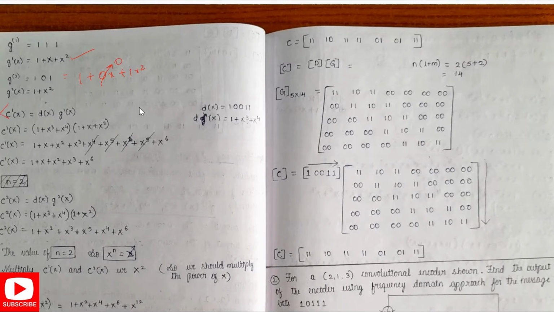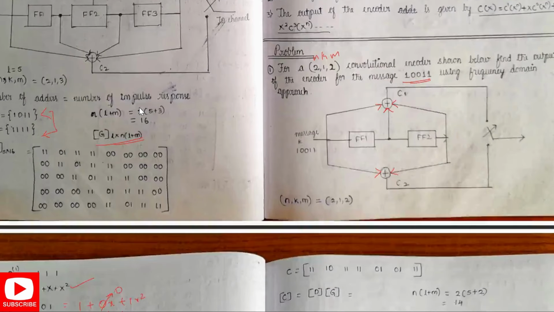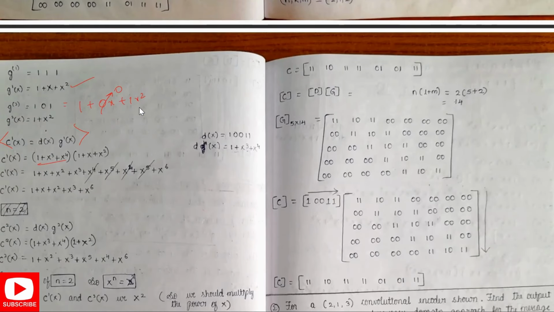Now as usual, we know this formula C is equal to D into G, where D is given as the equation that we had got. Let me write that: 1 0 0 1 1, which is written here as 1 0 0 1 1. So here also it is 1 plus 0x plus 0x square plus x cube plus x power 4. So here this is 0 and this is 0. The remaining one will be my d of x. So write down the d of x and first find it out for g1 of x.